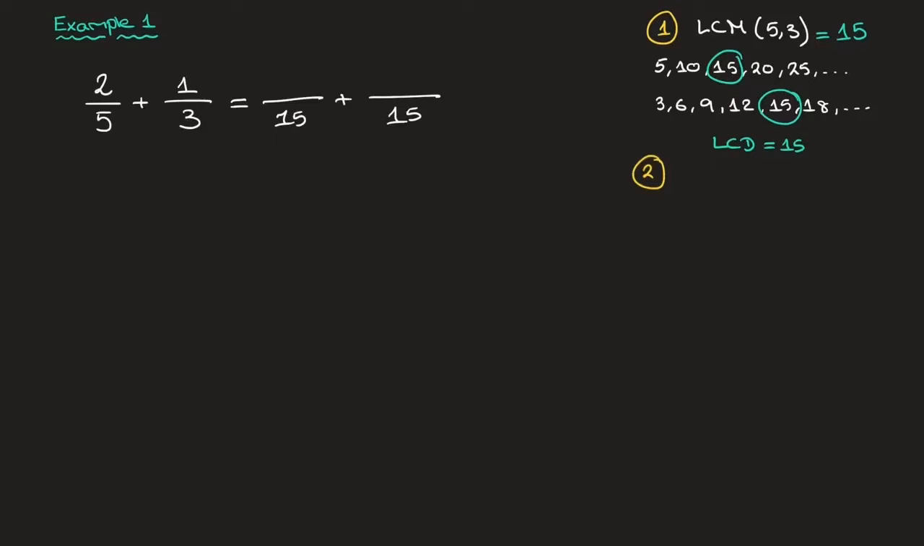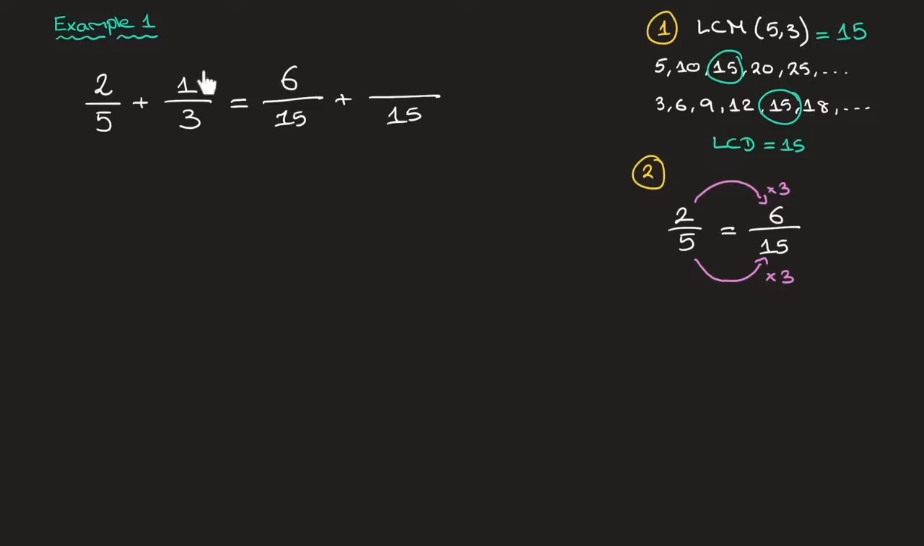For the first fraction, 2 over 5, we want that to equal something over 15. All we have to do is ask ourselves, what do we have to multiply 5 by to get 15? And it doesn't take long to see that we'd have to multiply 5 by 3. But since we're multiplying the bottom of the fraction by 3, we need to multiply the top of the fraction by 3 as well. And so 2 times 3, well, that's 6. So the first fraction in this addition can be rewritten as 6 over 15.